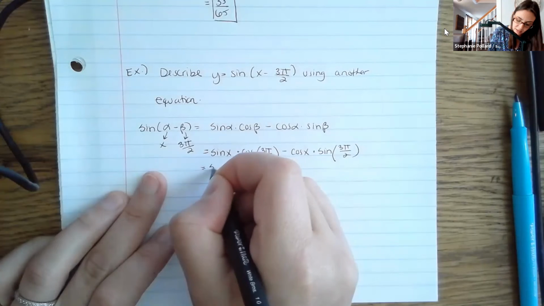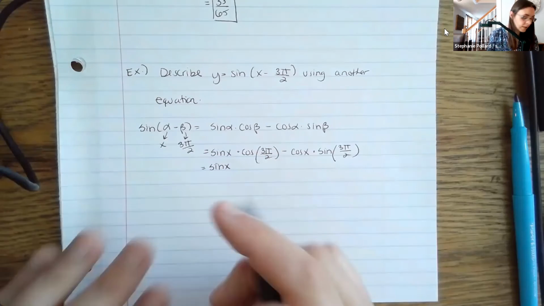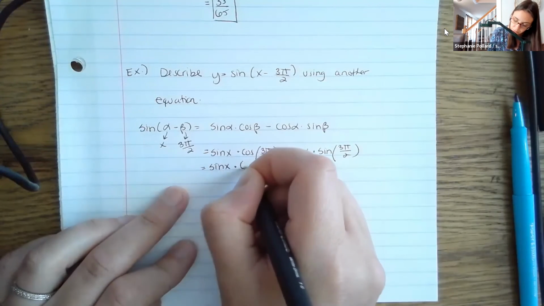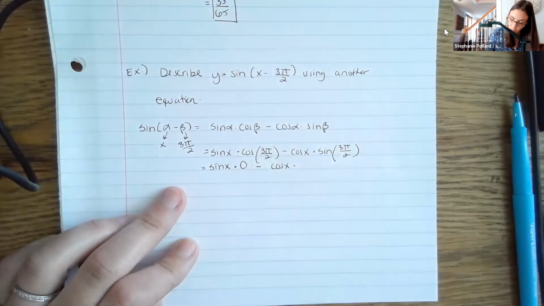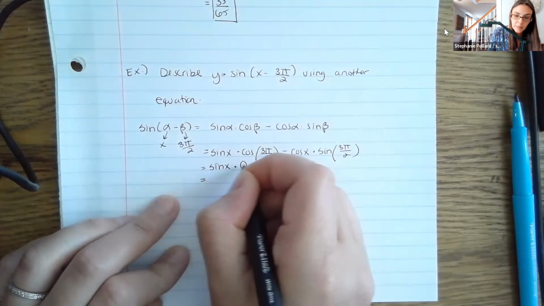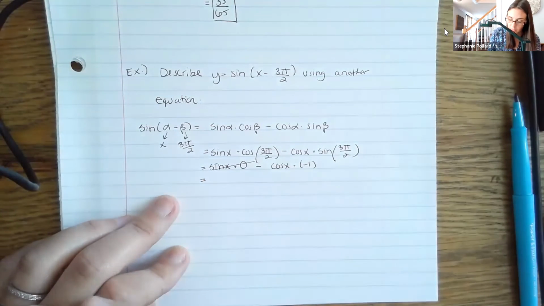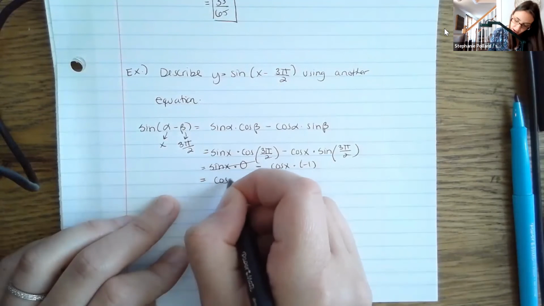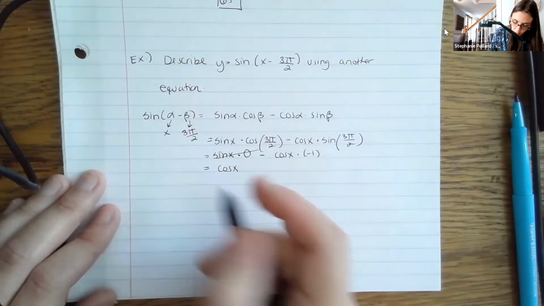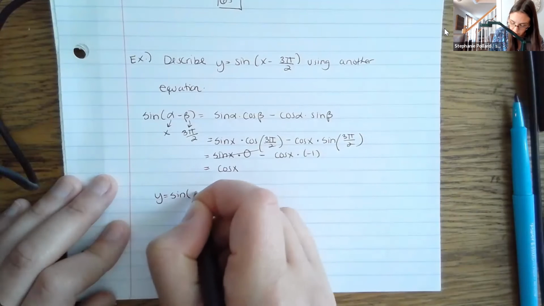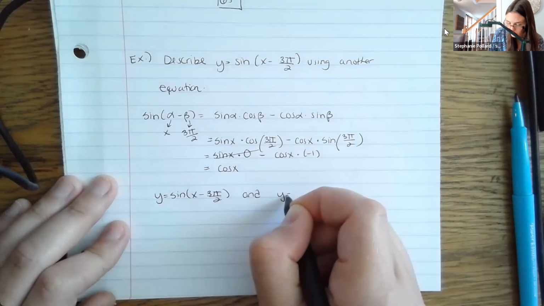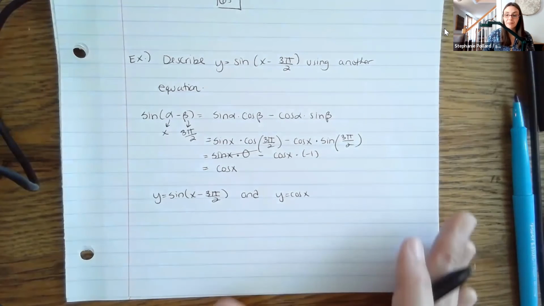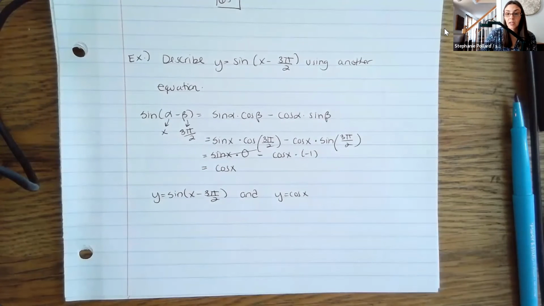I can't do anything with the sine x though, so that's just going to stay sine x. And then cosine of 3 pi over 2 is actually 0. And again, I can't do anything with the cosine x here, but sine of 3 pi over 2 is going to be -1. So 0 times sine x, that's just going to cancel out. That's just 0. Here, my two negatives cancel, and I'm left with just cosine x. So actually, the equation y equals sine of x minus 3 pi over 2 and y equals cosine x are the same here. So we're able to use that formula to actually find a new way to write a different equation that we could use here to mean the same thing.